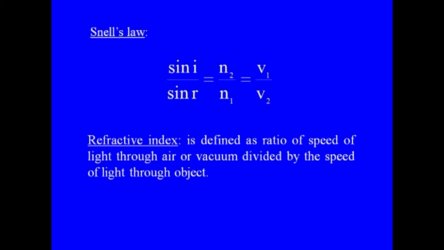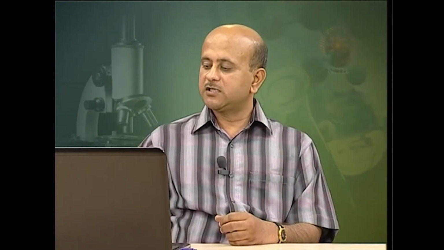The refractive index is defined as the ratio of the speed of light through air or vacuum divided by the speed of light through the object. So, Snell's law explains the relationship between the angle of incidence and angle of refraction as light passes from one medium into the other.